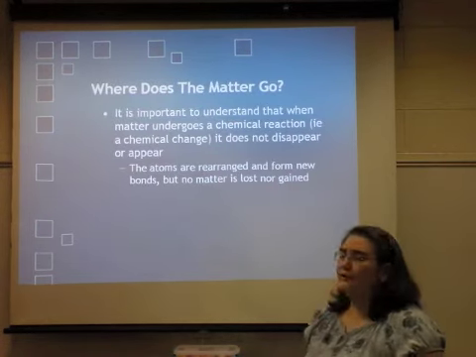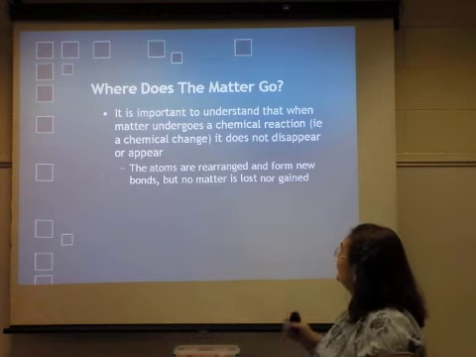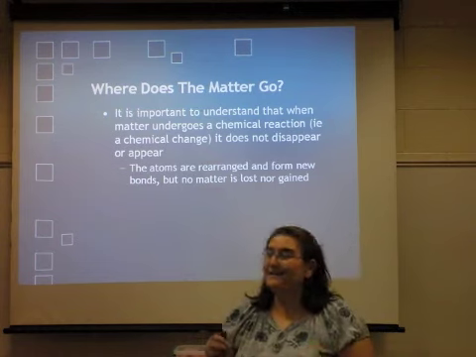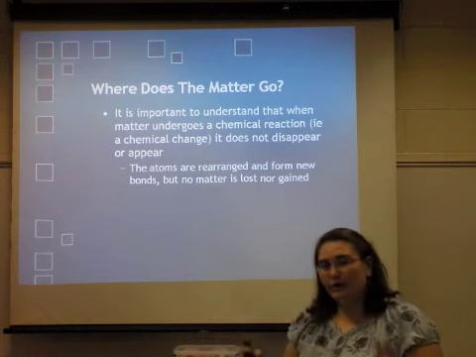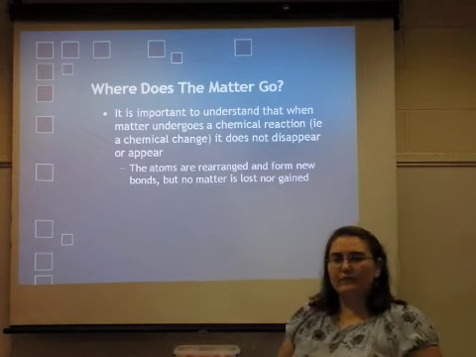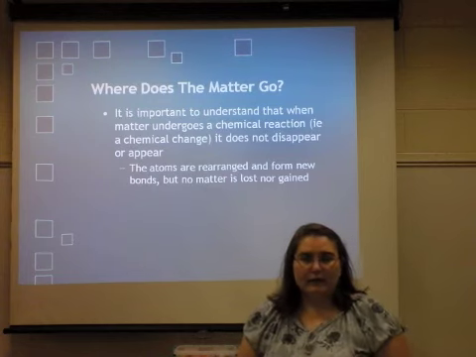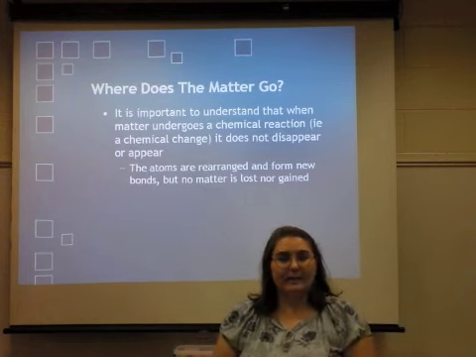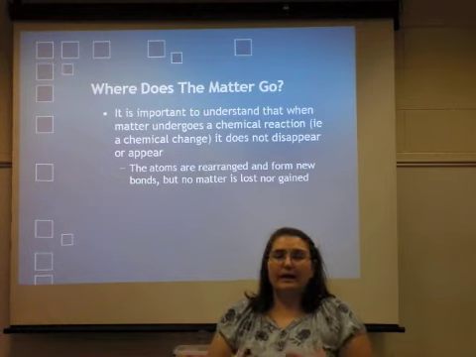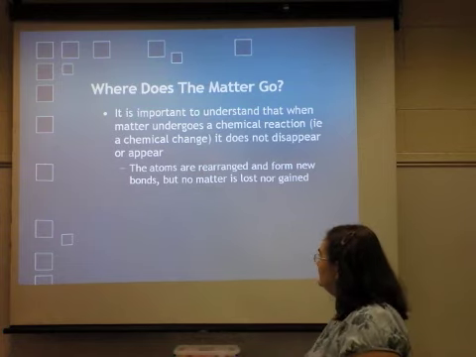So where does matter go? This is something I really want to emphasize. It's important to understand that when matter undergoes a chemical reaction or a chemical change, it does not disappear or appear. It doesn't go away. The atoms are just rearranged to form new bonds, but no matter is going to be lost or gained. If I burn a piece of paper, I come out with ash, and I come out with water vapor, and I come out with carbon dioxide, but I haven't lost any matter in that reaction.